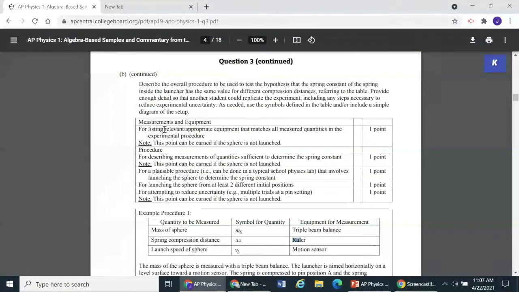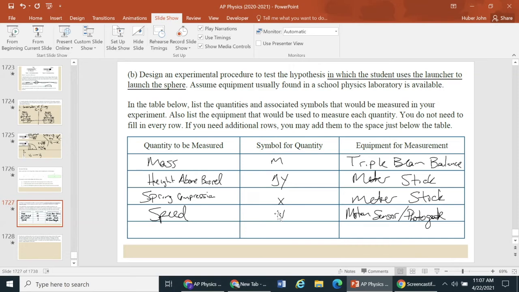You only get 1 point, and notice it says relevant and appropriate equipment. So the key here is to just really know what you're talking about, know your plan, and be clear about your plan. That's the basic idea.